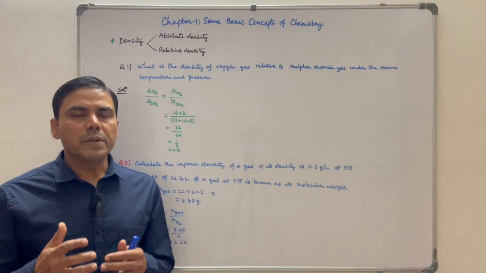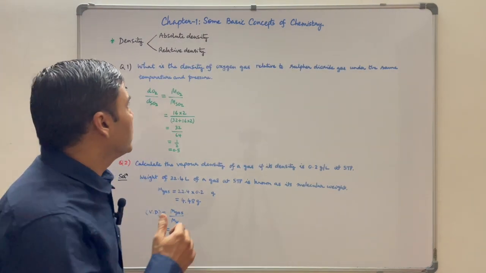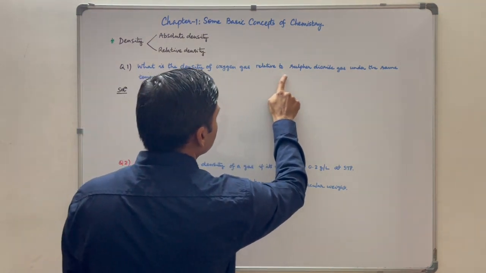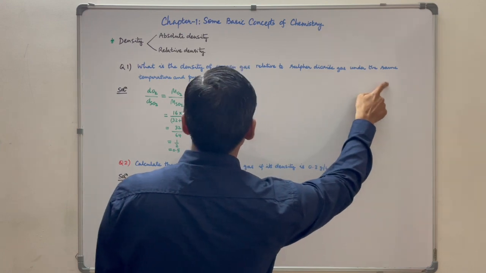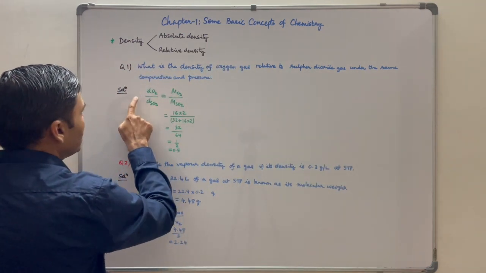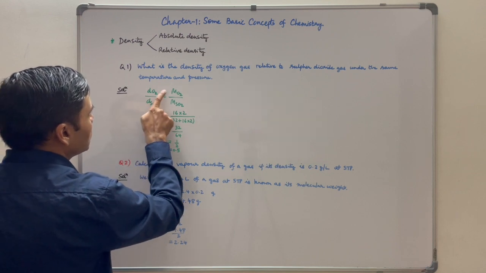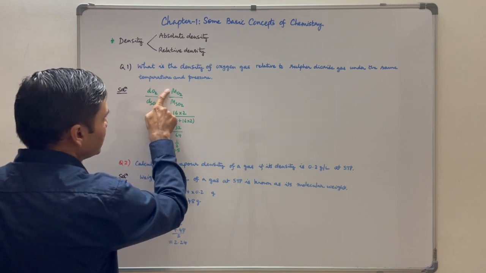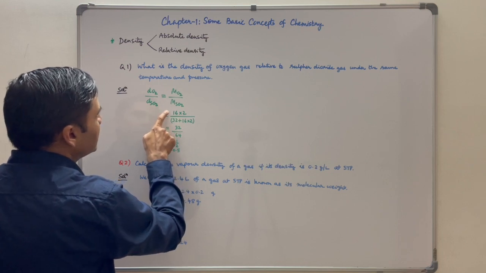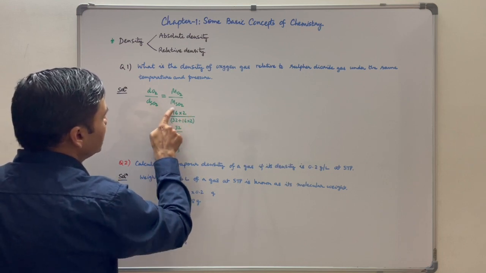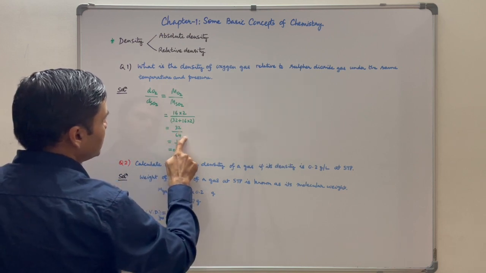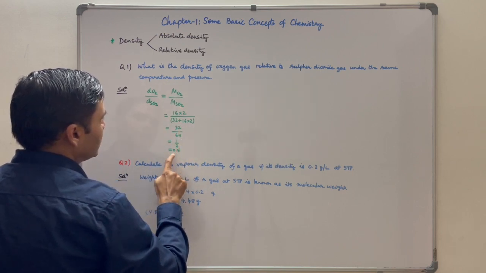Let us see a couple of numericals based on density. First question is, what is the density of oxygen gas relative to sulfur dioxide gas under the same temperature and pressure? Density of oxygen upon density of sulfur dioxide is equal to molecular weight of oxygen gas upon molecular weight of sulfur dioxide gas, and that is 16 into 2 upon 32 plus 16 into 2. That comes out to be 32 upon 64, that is 1 by 2, and that is equal to 0.5.